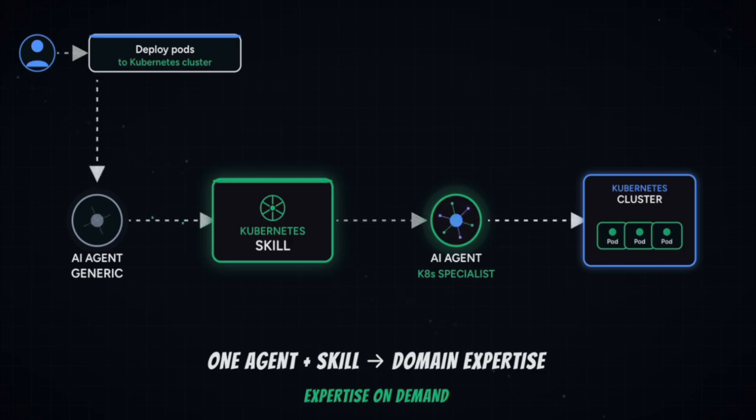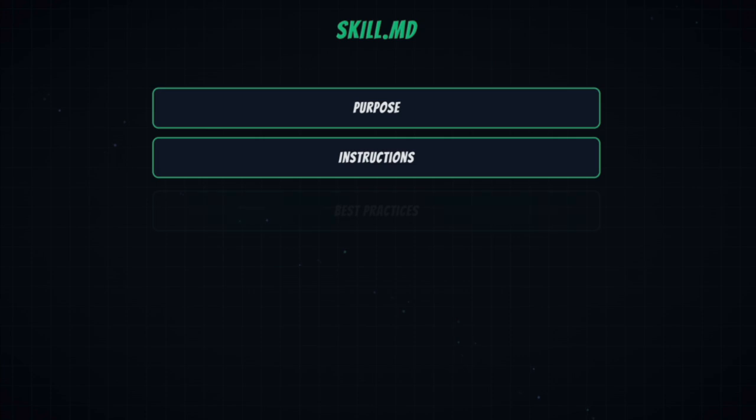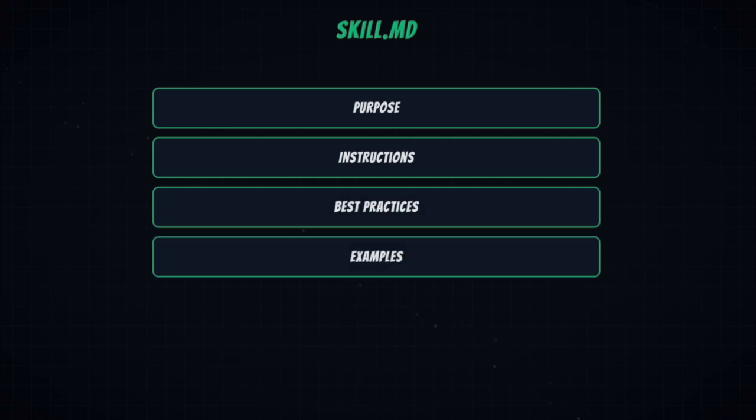Now let's see, we are talking about skills, right? So how can we write this skill? What does a skill really look like? See, this is a skill folder where we have a Kubernetes skill and a file called skill.md. You can ignore other files like tool.json, examples, readme. These are totally optional, so you can ignore them for now. So skill.md is the heart of the skill. In skill.md, we write the purpose, some instructions, some best practices, and some examples.